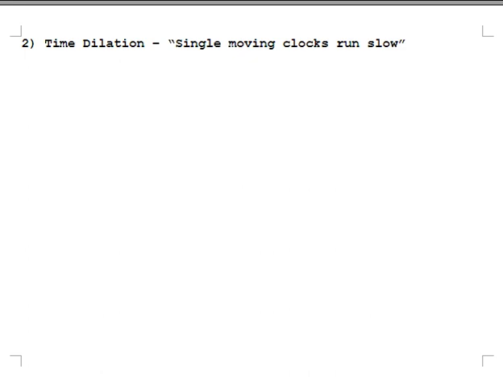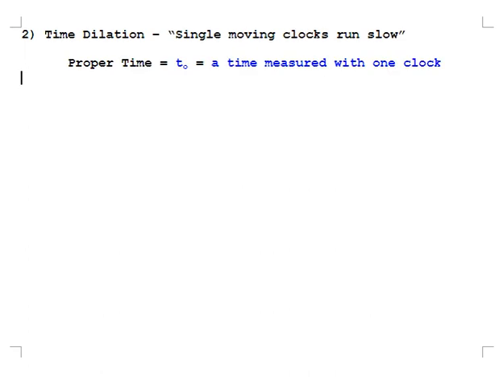As a one sentence explanation of time dilation, this won't actually make sense yet, but it will in a moment. I like to think that the single moving clock runs slow. So let me walk you through what that means. I'm going to give you a couple of definitions here that we're actually not going to spend any time memorizing, so you can look at them.